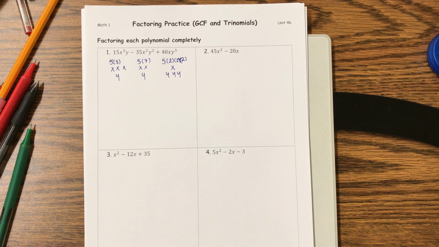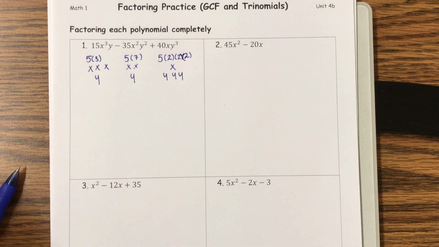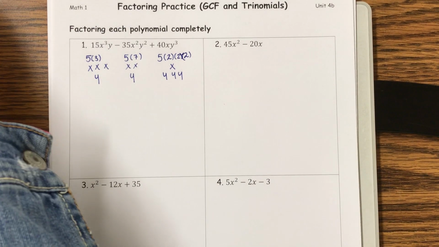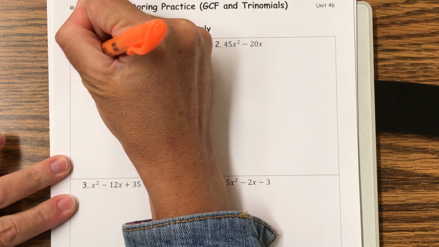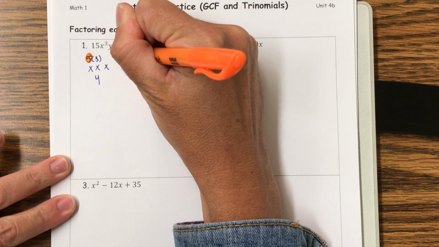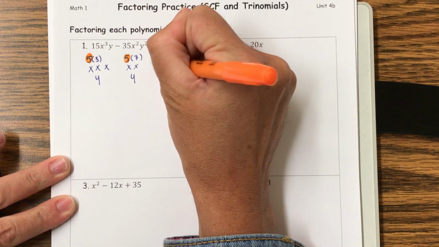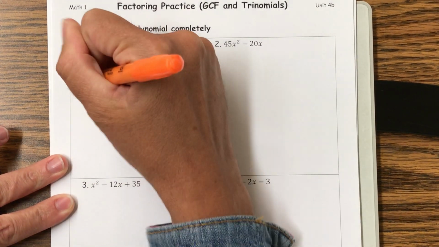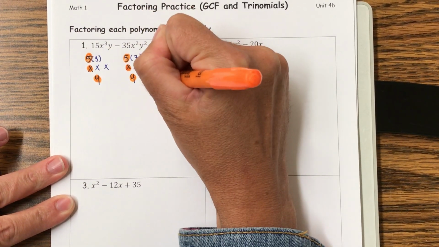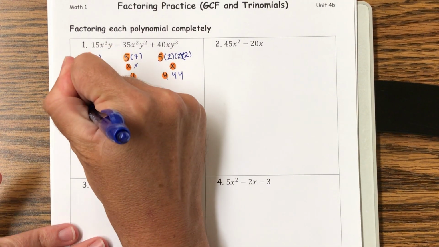So how do I know what my GCF is? I circle all of the terms, or all of the factors, that they have in common. So notice how each of them has a 5 in common. Notice how they each have at least 1x and at least 1y. So what is my GCF? My GCF is 5xy.